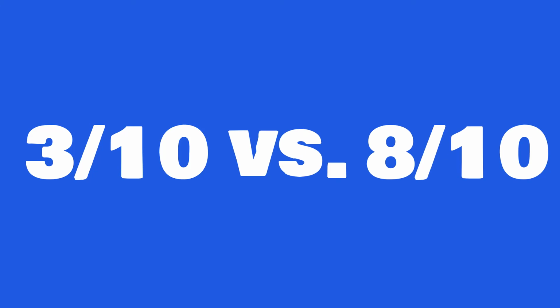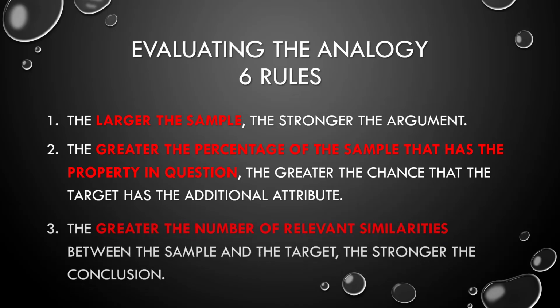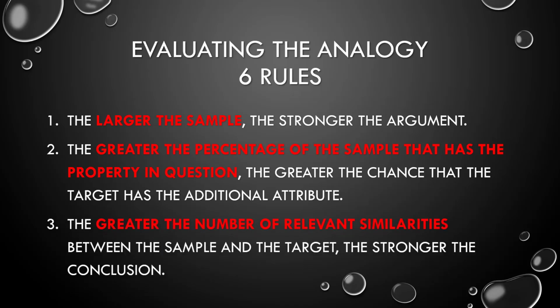Suppose 3 of the 10 were unhappy, and then suppose 8 of the 10 were unhappy, which would make the stronger analogy? Obviously, 8 out of 10. Third rule: the greater the number of relevant similarities between the sample and the target, the stronger the conclusion.